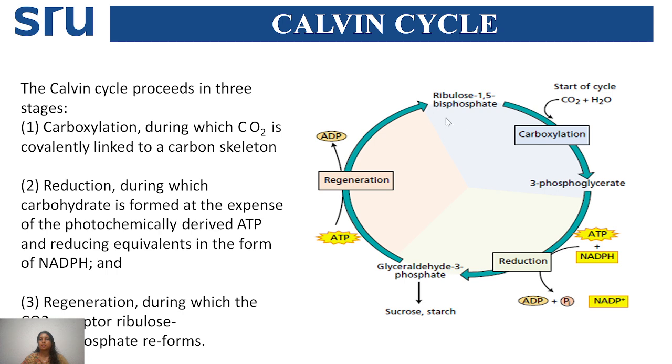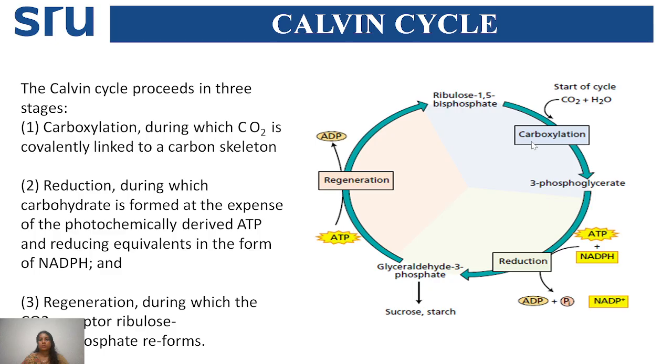The first acceptor of this carbon dioxide is one enzyme, Rubisco. It is the most abundant enzyme, so we also call it RuBP carboxylase. This enzyme is a 5 carbon compound. Once this 5 carbon compound accepts the carbon dioxide, it will become unstable.